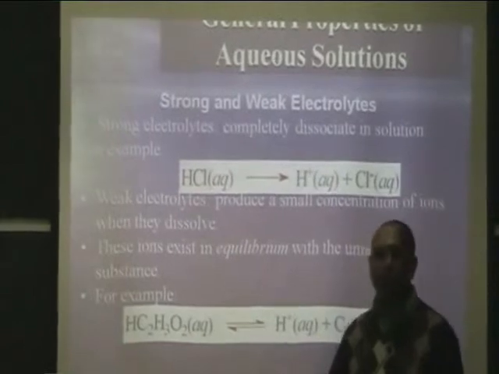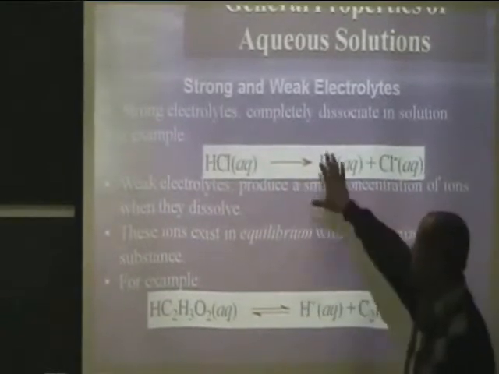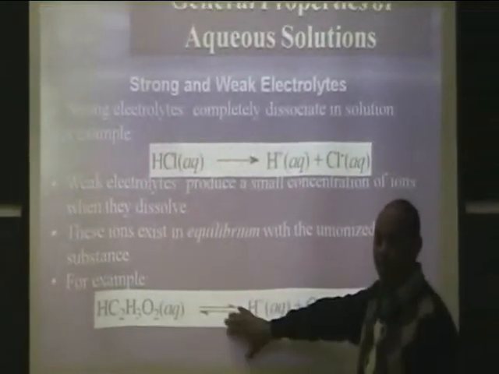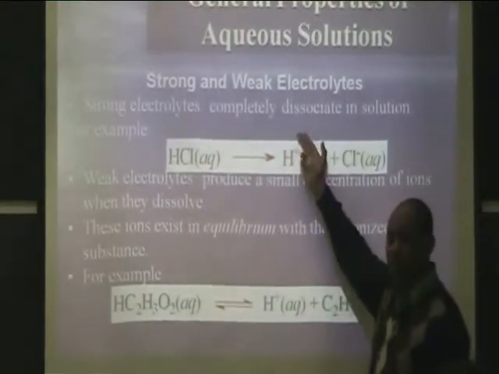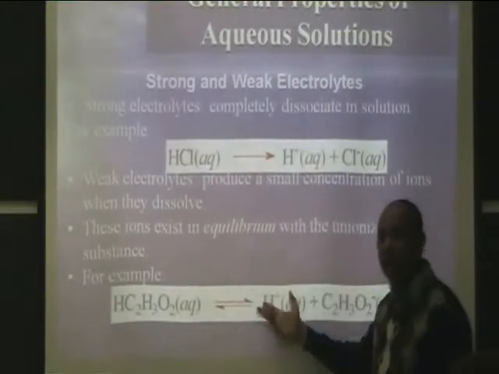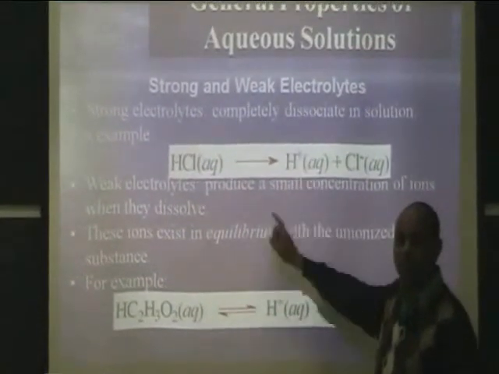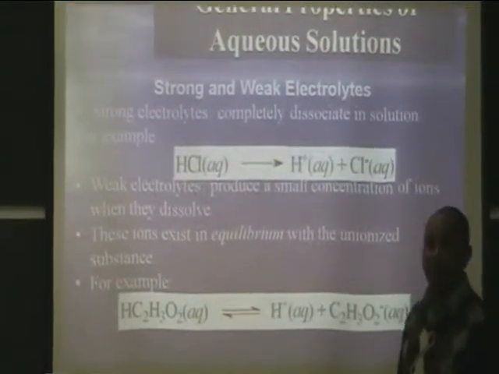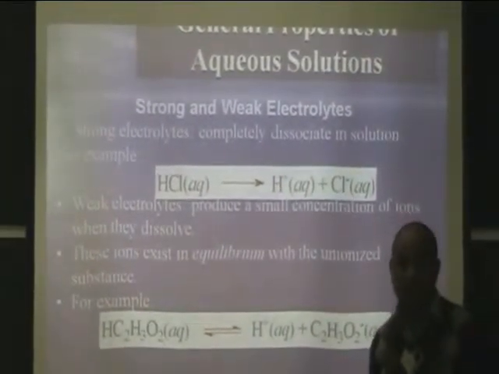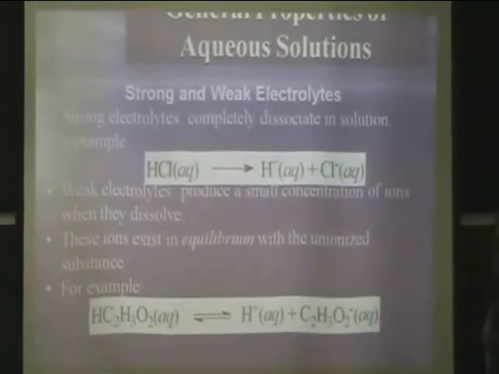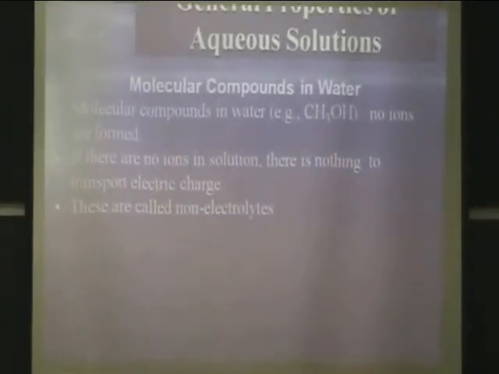So in a solution, you have ions, you have molecules. Here you have only ions. Here you have ions and molecules together. Which one has ions only? The top one. Which one has ions and molecules? This one. So which one is a strong electrolyte? This one. Which one is a weak electrolyte? This right here. Weak or strong depends on how many ions you have there. So that's how we define a weak electrolyte and a strong electrolyte.